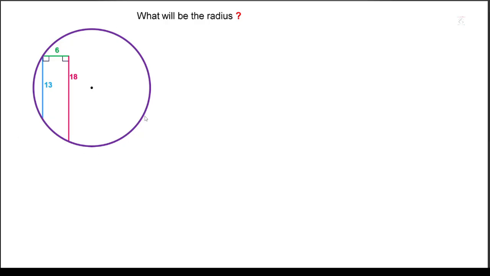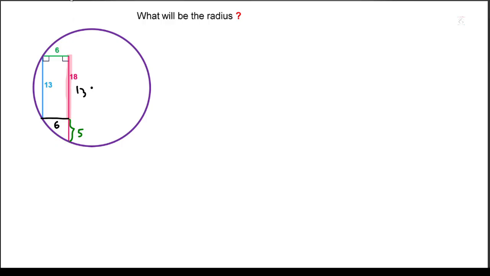To find the radius of this circle, first I will draw a line segment parallel to this green line segment. So this length will also be 6 units. Since this blue chord is parallel to this red line segment, the length of this line will be equal to this blue chord, that means 13 units. So what about this length? This length will be 18 minus 13, that means 5 units.